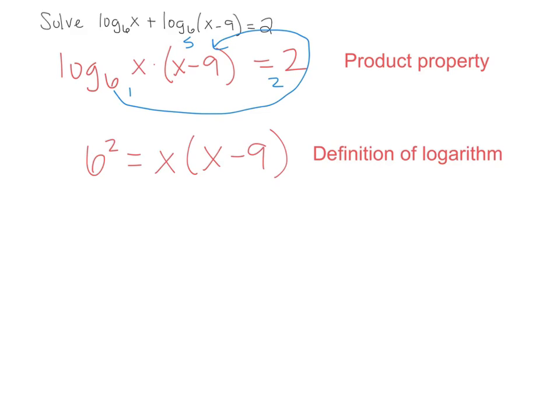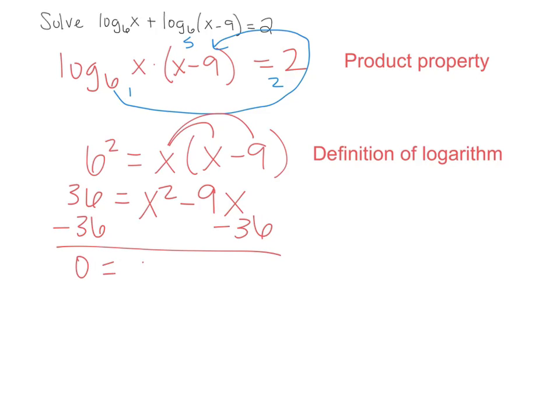Now we can simplify. So 6 squared is 36, equal to, and we have to distribute because we're multiplying, so x squared minus 9x. Then I'm going to put all of my numbers on one side, so you subtract 36, and you're left with 0 equals x squared minus 9x minus 36. And then you'll notice that we have a quadratic equation.